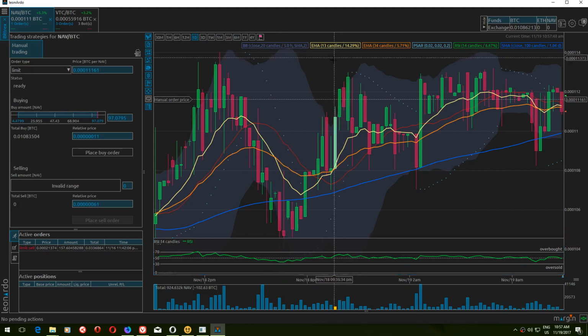But then I also use the exponential moving averages. I use 2 lines, one with 13 candles and the other one with 34 candles.